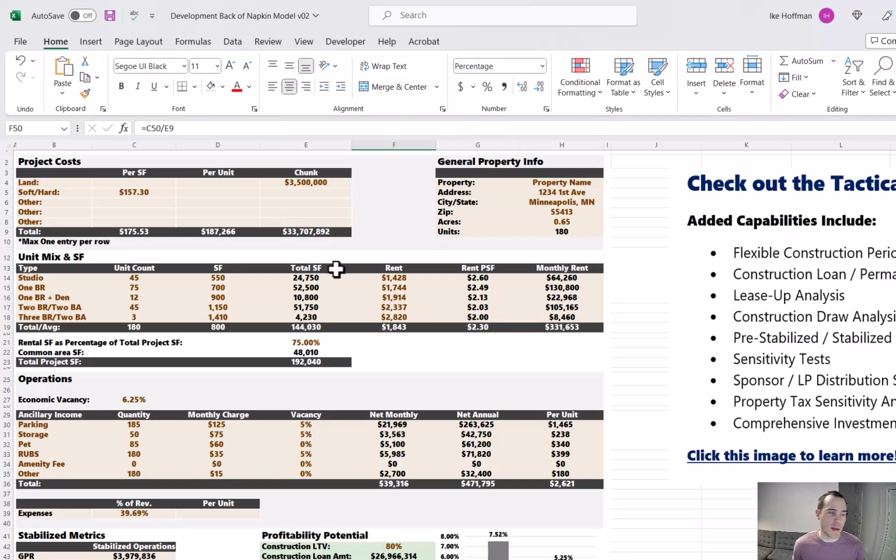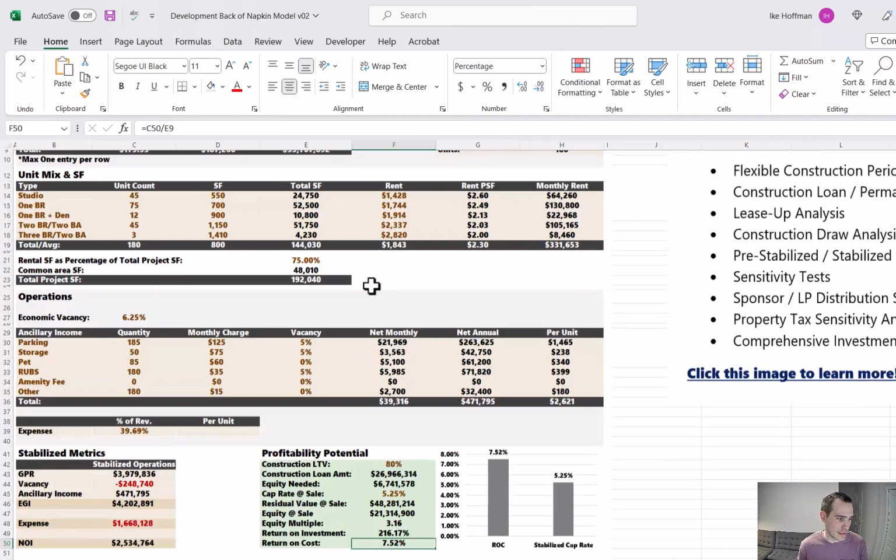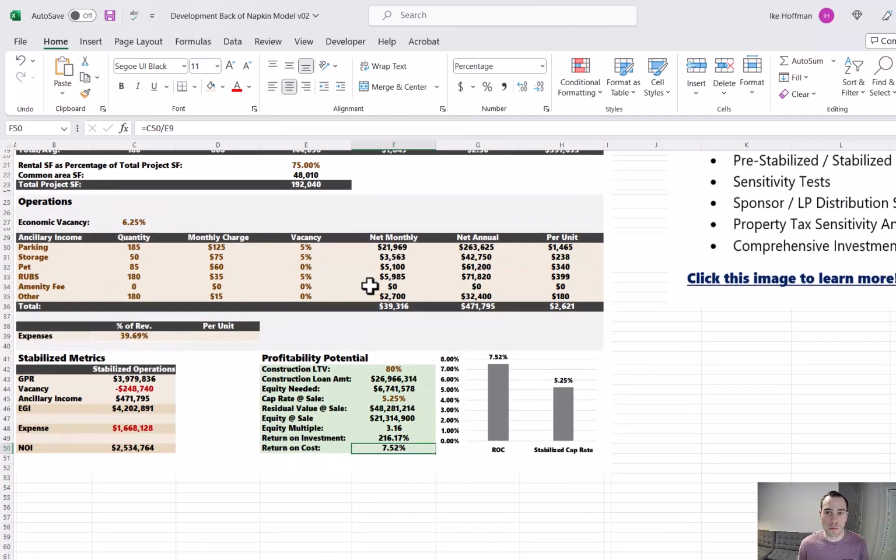This is Tactica's back-of-the-napkin development analysis tool. It's meant to be a very quick way to vet a deal before you plug in hours into more feasibility studies. It's really a great tool if you have a site, you have a land cost, you know roughly your hard and soft cost, what the rents would be, the operating expenses, and then it can give you just some rough metrics on whether or not the deal can pencil.